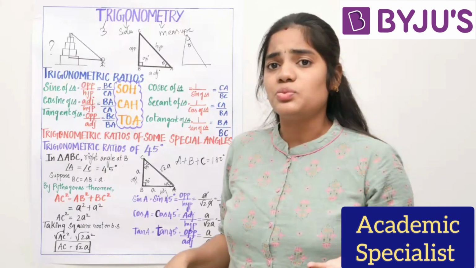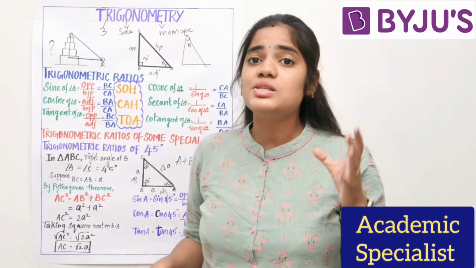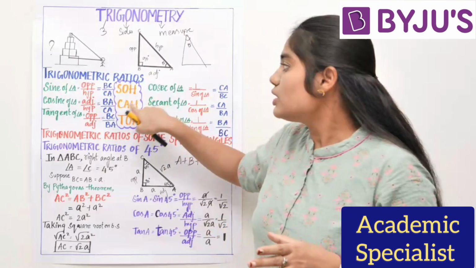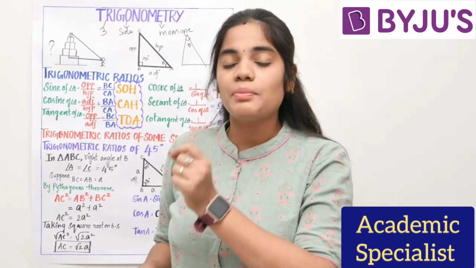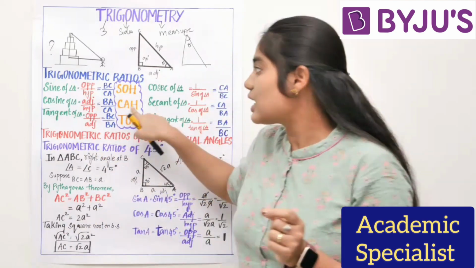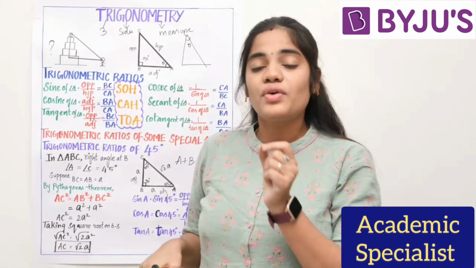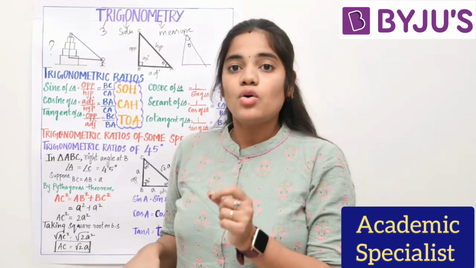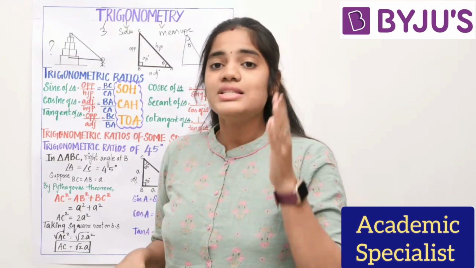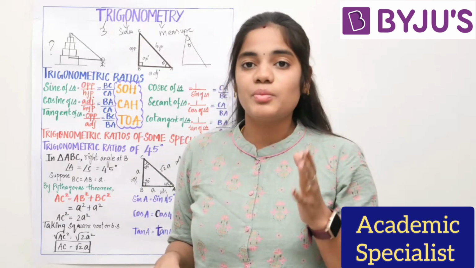How to remember this? By using this trick, it's easy for us to remember. SOH, which means sine of opposite by hypotenuse. Next is CAH, that is cos of adjacent by hypotenuse. TOA, that is tan of opposite by adjacent. By this trick we can easily remember these.